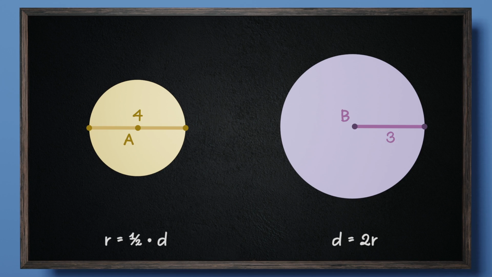For example, if circle A has a diameter of 4 units, then using our first equation, plugging in our value for d will give us r equals 1/2 times 4. 1/2 times 4 equals 2, and therefore the length of our radius is equal to 2 units of length. If we knew that the radius of circle B was 3 units long, then using our second formula, we would have d equals 2 times 3. 2 times 3 equals 6, and therefore the diameter of circle B has a length of 6 units.